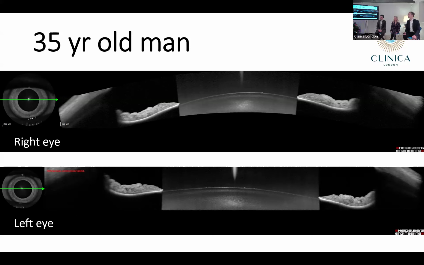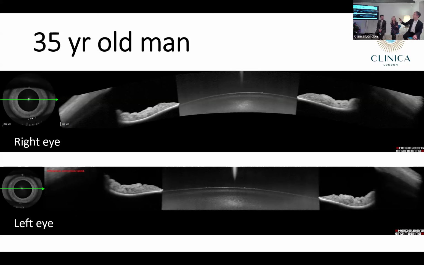The trabecular meshwork might be blocked. Blocked with what? Pigment. Pigment dispersion syndrome. So this is what pigment dispersion syndrome looks like on an anterior segment OCT. The iris bows backwards, and that's why it rubs and releases pigment.